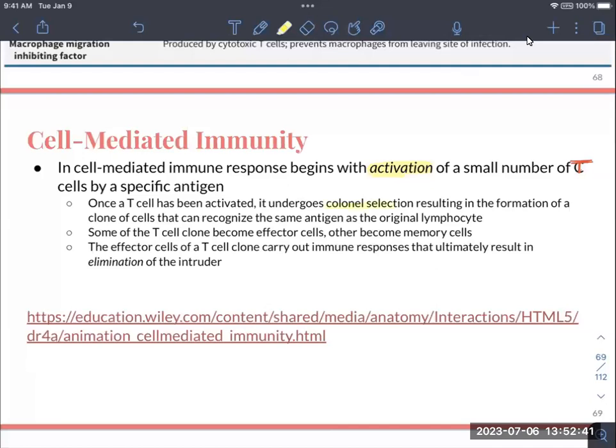They're going to go through that clonal selection, where they replicate themselves very quickly to make identical clones of themselves. Some of those T cells become effector cells that go out and fight. Other cells become memory cells that are going to remember. The effector cells of those T cells eliminate the intruder. Whatever microbe or bacteria has invaded that cell, the T cell comes right back and says adios.